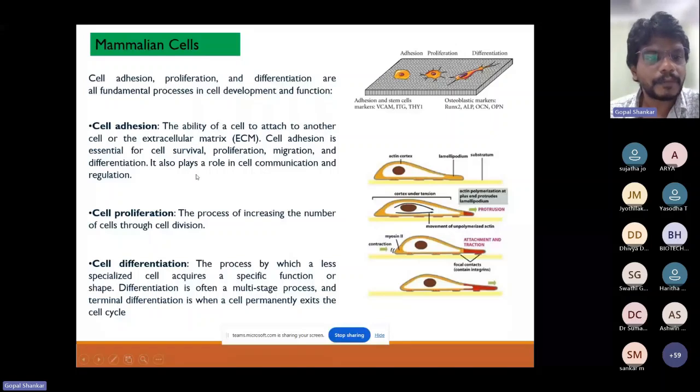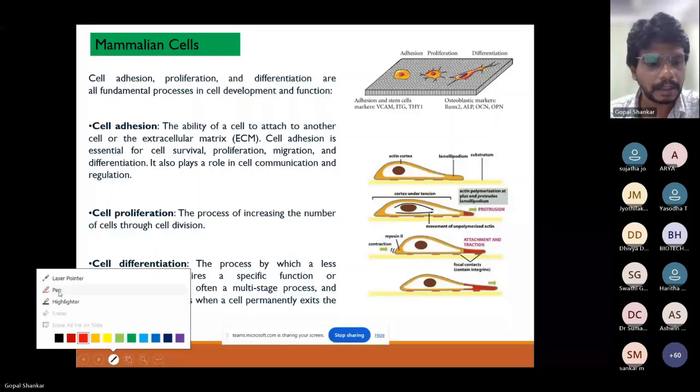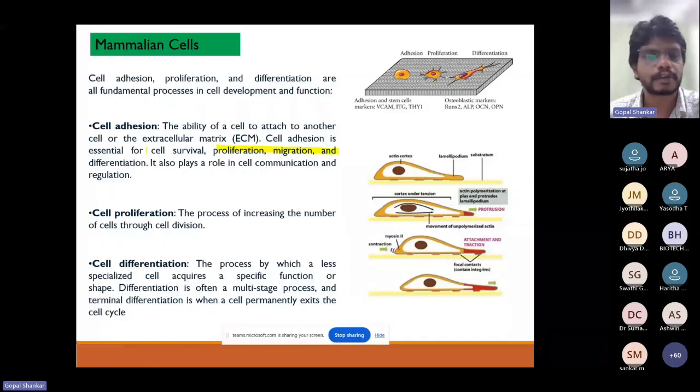So we were talking about cell adhesion, which is basically that the cells have to adhere to the extracellular matrix or to any substrate to enhance the functions of cell survival, proliferation, migration, and differentiation, which plays a vital role in cell communication and regulation. Cell proliferation is basically an increase in the number of cells. Cell differentiation is a process where the cells become specialized and attain a particular function, because undifferentiated cells do not have any functions. When they attain a function, they become differentiated. Differentiation is a multi-stage process which gives specialized functions to the cell.